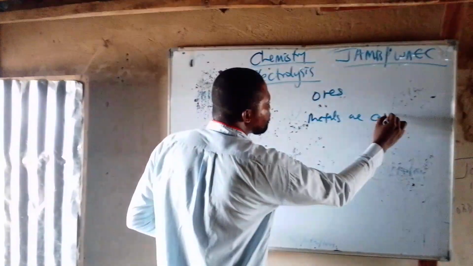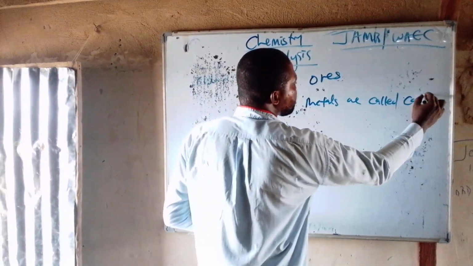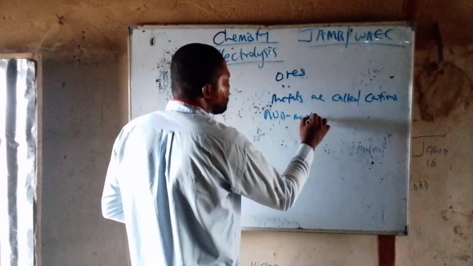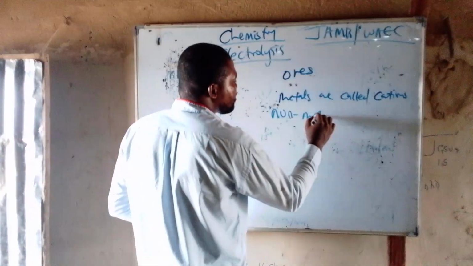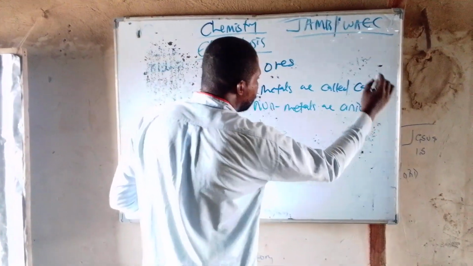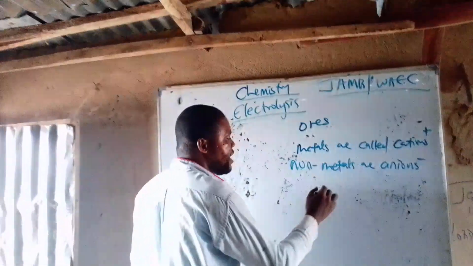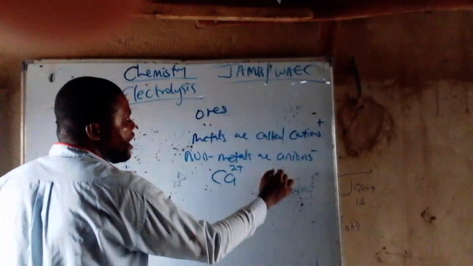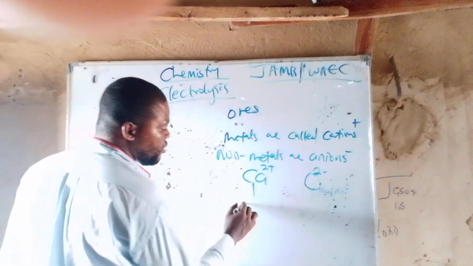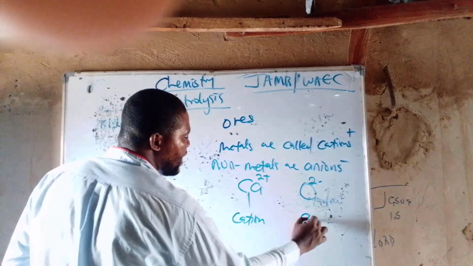Now look at metals. Metals are called cations. Then non-metals are anions. Anions carry a negative charge, cations a plus charge. Therefore, I can say Ca is 2 plus, and O is 2 minus. I will call Ca, which is calcium, a cation, and O, which is oxygen, an anion.